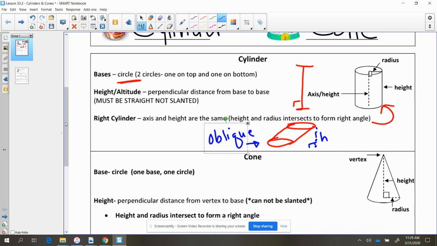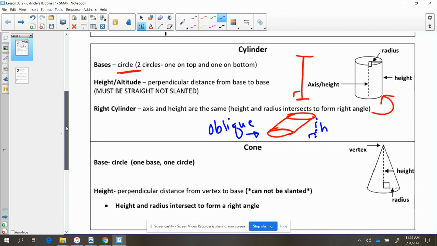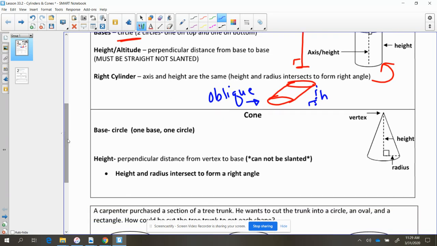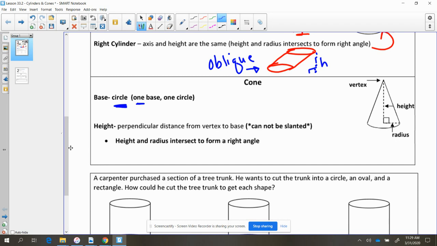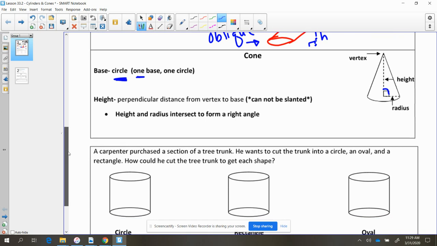Now, as far as cones go, they are very similar, hence why we're talking about them with the cylinder. Their base is a circle, but they only have one. The height is going to be from the vertex to the base, and they're going to intersect to form a right angle. It's not going to be slanted. We have to have that right angle to be considered the actual height. You see the radius and everything there. The vertex, very similar to the pyramid, is a peak point where they intersect.